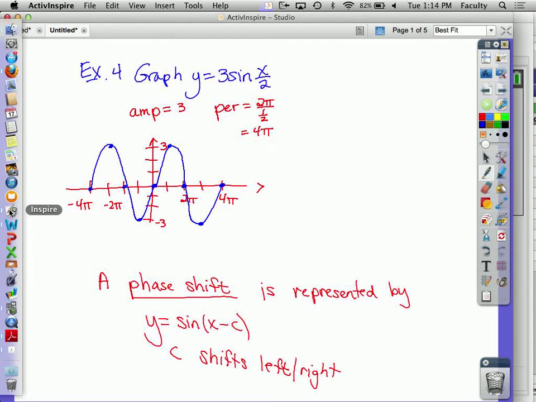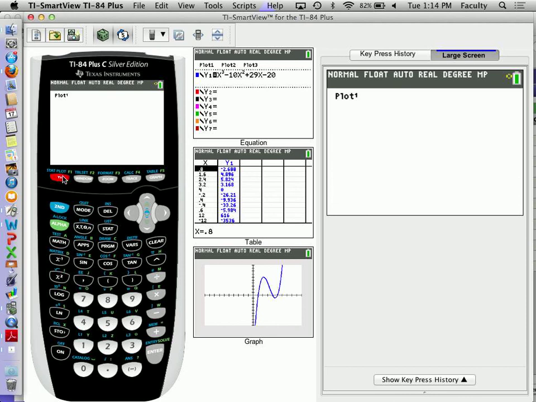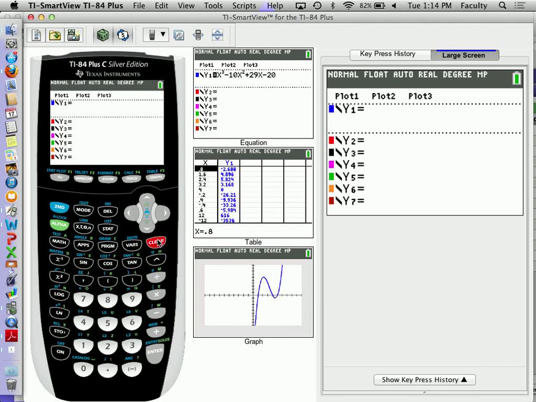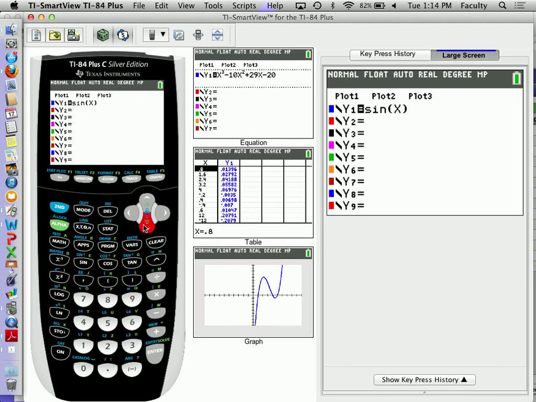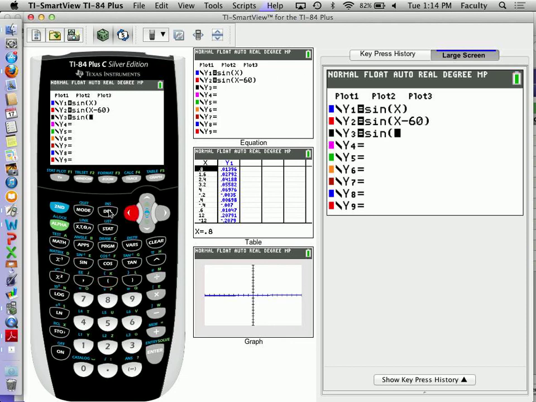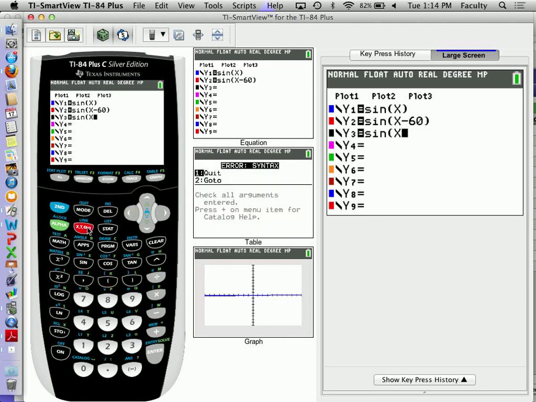Okay, everybody got it now? Alright, so let's go to our y screen. And in your y screen, let's put sine x. And in y sub 2, let's do the sine, and we're going to do this one in degrees. Let's do x minus 60. And in y sub 3, let's do the sine of x plus 30.